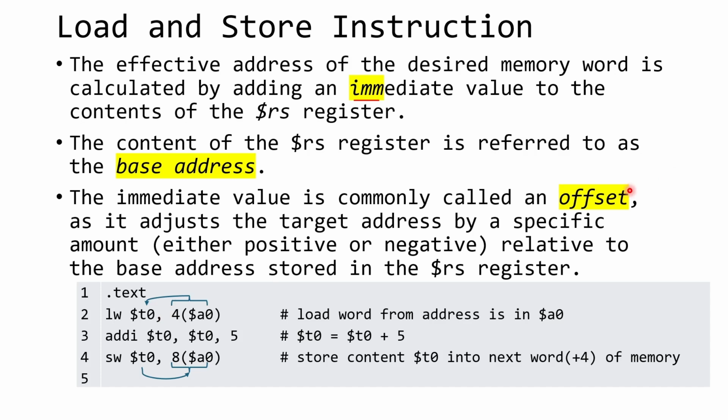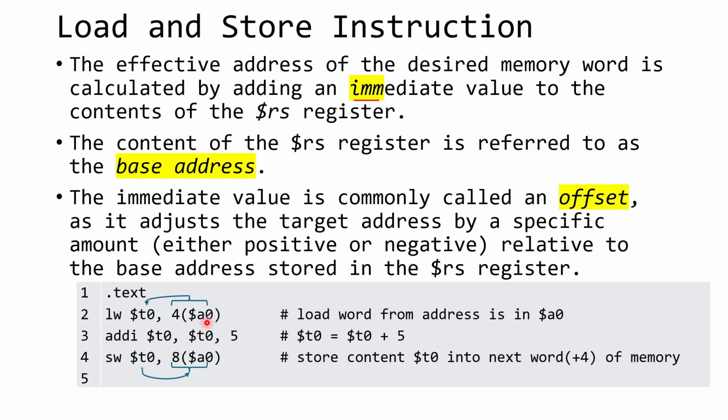Offset here means how many bytes you want to jump from the original or from the starting point. So this offset will adjust the target address by a specific amount, either positive or negative, relative to the base address stored in the RS register.